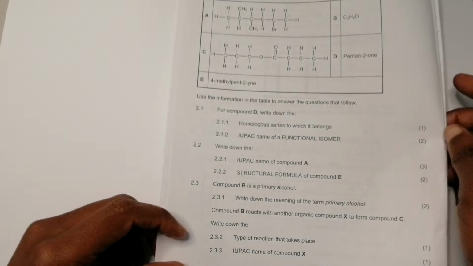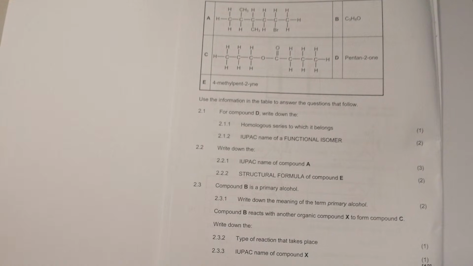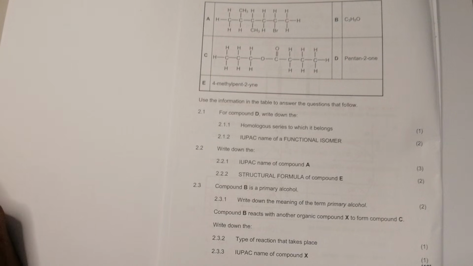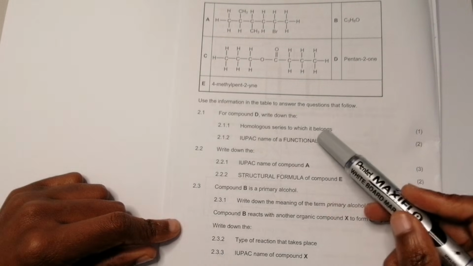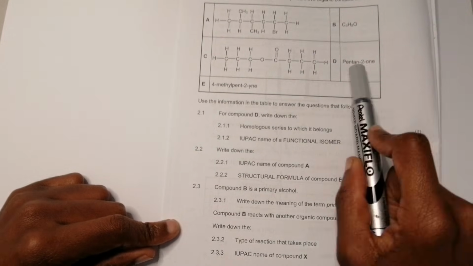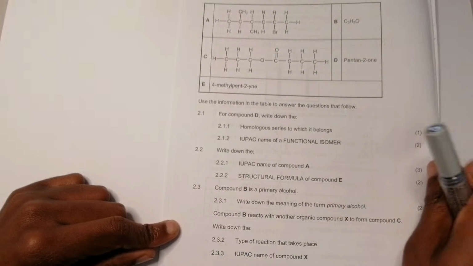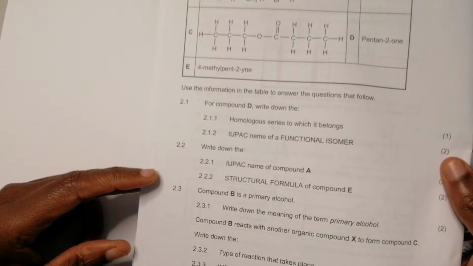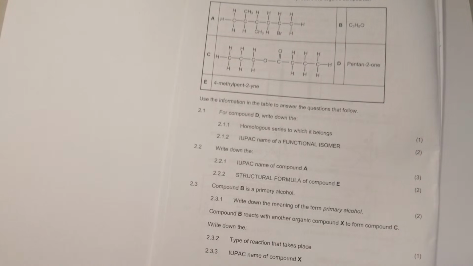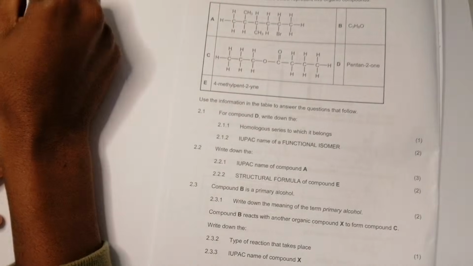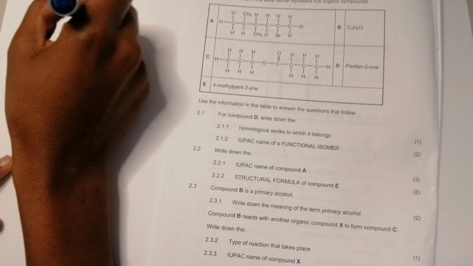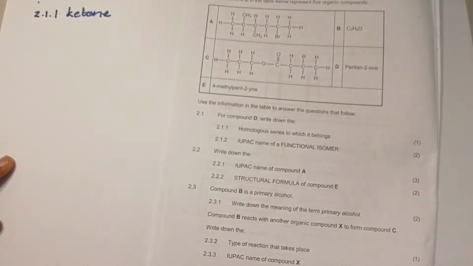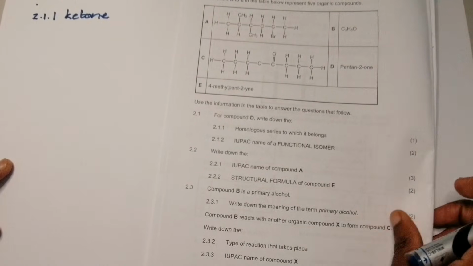All right, let's go through it together. So use the information in the table for the questions. They say for compound D, write down the homologous series to which it belongs. So compound D, that's pentane 2-one, right? So which homologous series does it belong to? Of course, it belongs to ketones, right? So that's 2.1.1. Let me write it down there. So ketones. That's what it belongs to, right?